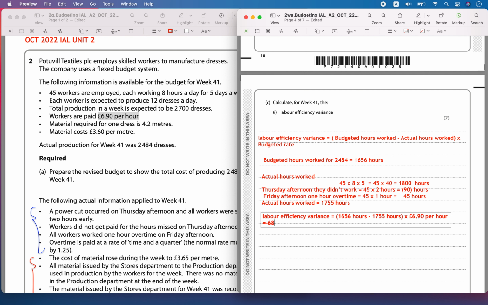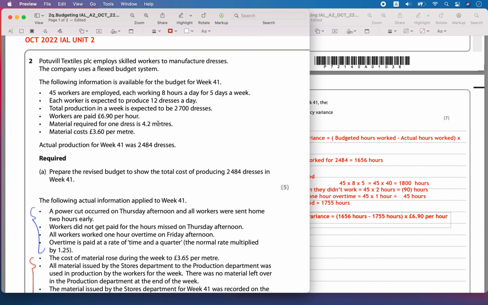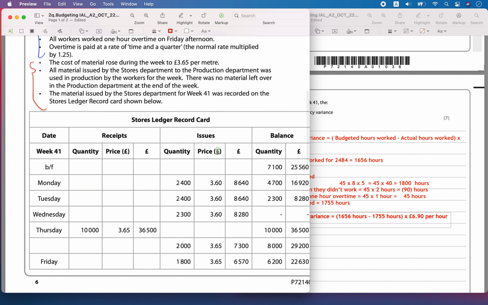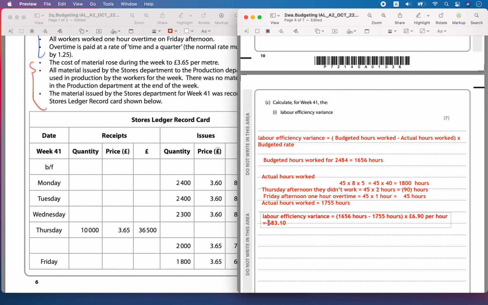So that is going to be equal to minus 683.10 pounds. This was the difference between the budgeted and the actual cost of payment for the labor due to the change in the working hours. Because it is negative, I am going to call it 683.10 pounds, but it is an adverse variance.